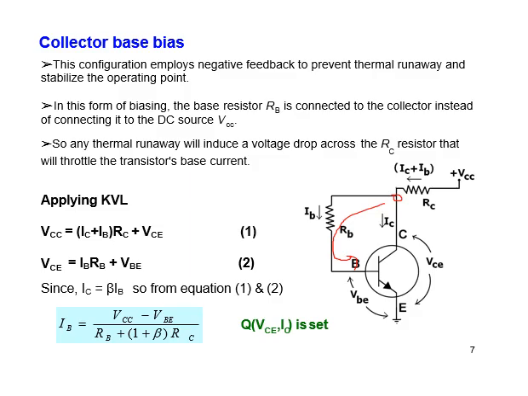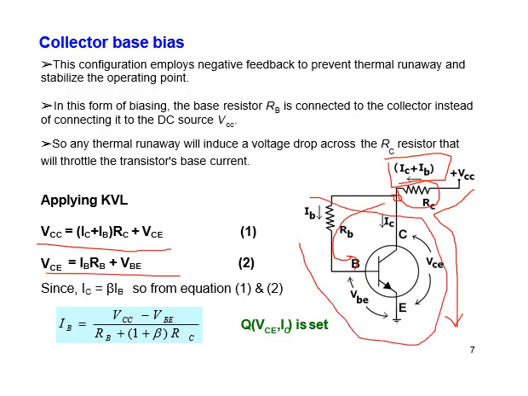it will induce a voltage drop across this resistance RC due to a current flow of IC plus IB through this resistance. The drop becomes equal to RC into IC plus IB. Now here, applying KVL at the output side, we can obtain this equation: VCC is equal to IC plus IB into RC plus VCE, and this VCE also becomes equal to IB RB plus VBE. For obtaining this equation, we can see this loop of the device.